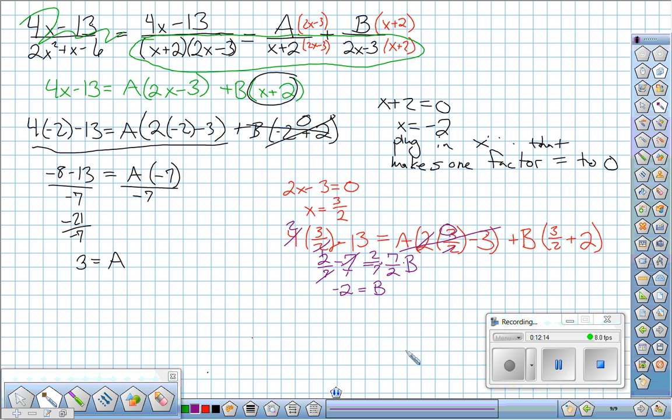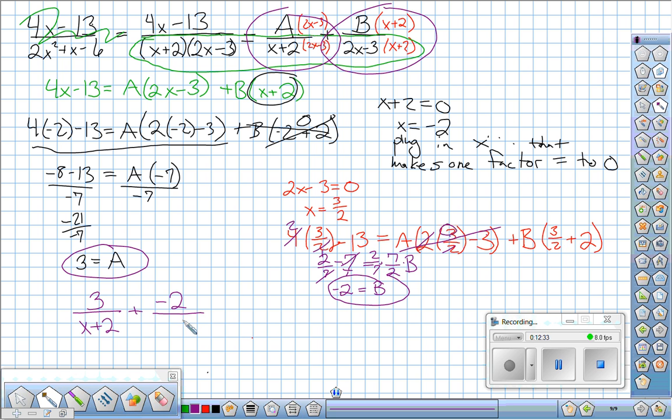Then I go rewrite. I know what my A and my B are. That's the only thing that I actually had to solve for up here. And I'm going to rewrite it as this guy up here. So I will have 3 over x plus 2 plus negative 2 over 2x minus 3. And if I were to add these together and get common denominators, I would get 4x minus 13 again.